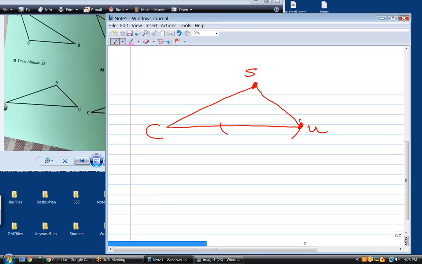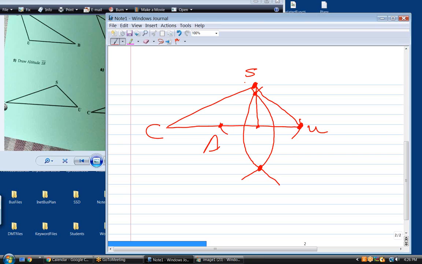Okay. Now, to construct a perpendicular, I know that if I can bisect this line segment, I've got a perpendicular. So now I'm going to put the needle on point A, and I'm going to draw an arc like this. And then, without changing the distance, I'm going to put the needle on U and draw an arc like that. And those 3, that point, and that point should be in a perfect line.